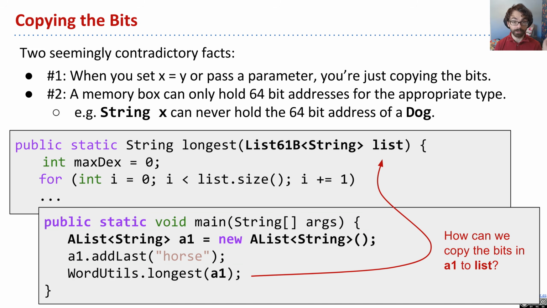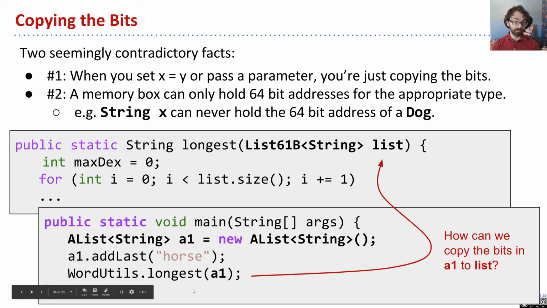A couple years ago, a student raised this particular problem with me. The student said, hey, Josh, you said that when you say x equals y, or when you pass a parameter, you're just copying the bits. And secondly, Josh, you said that a memory box can only hold the address for something of the appropriate type. So you can't, for example, say string x equals new dog. And yet here, we have a longest method that is supposed to take in list objects.